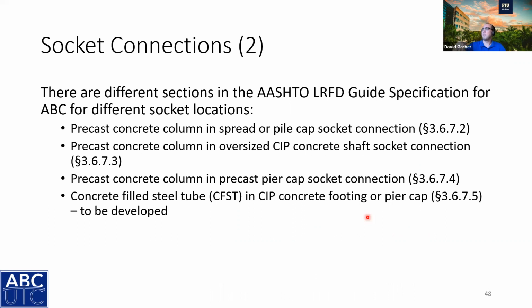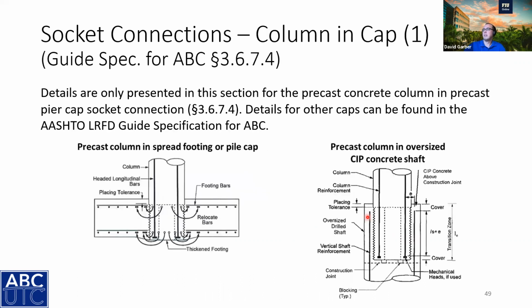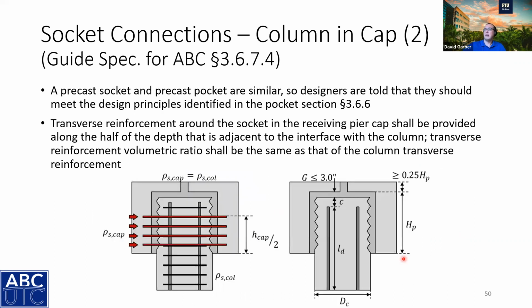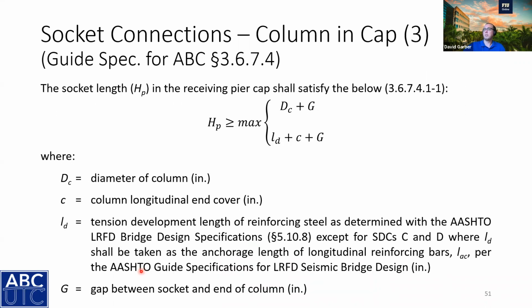So here are some different requirements from the AASHTO guide spec for the socket location, and some visuals from the guide spec. And again, there's some additional reinforcement that's needed around the socket in the precast cap. So I'm highlighting that additional reinforcement here. There are equations in the guide spec for the socket length shown here, and that's also based on the tension development length of the reinforcement.